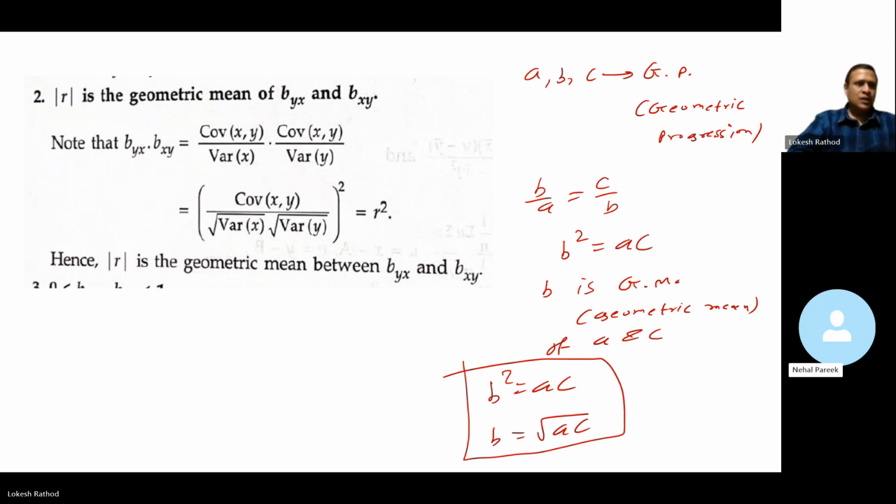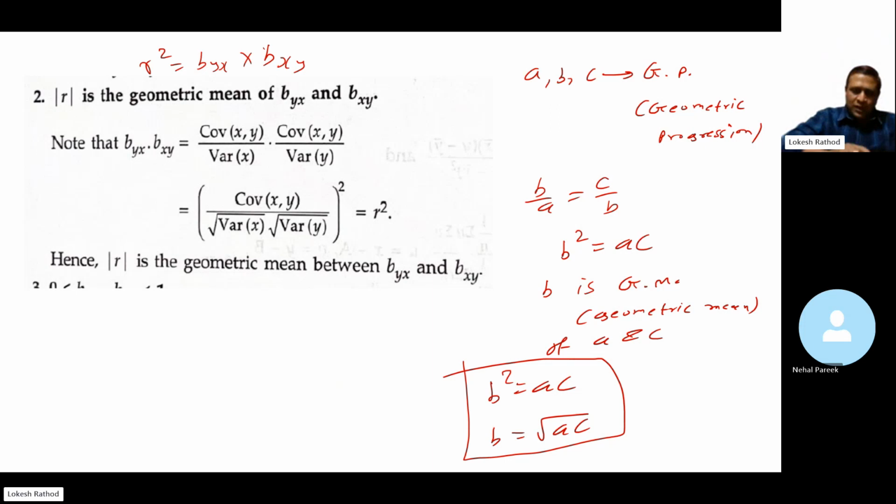That's the property. So here, this property says R is the geometric mean of bYX and bXY. So what happens if you multiply? It means R square should be equal to bYX times bXY. That should happen. So bYX is covariance of XY upon variance of X, and bXY is covariance of XY upon variance of Y. You multiply this, you get covariance of XY upon root variance of X, root variance of Y. You can check your formula list. This thing is R only.